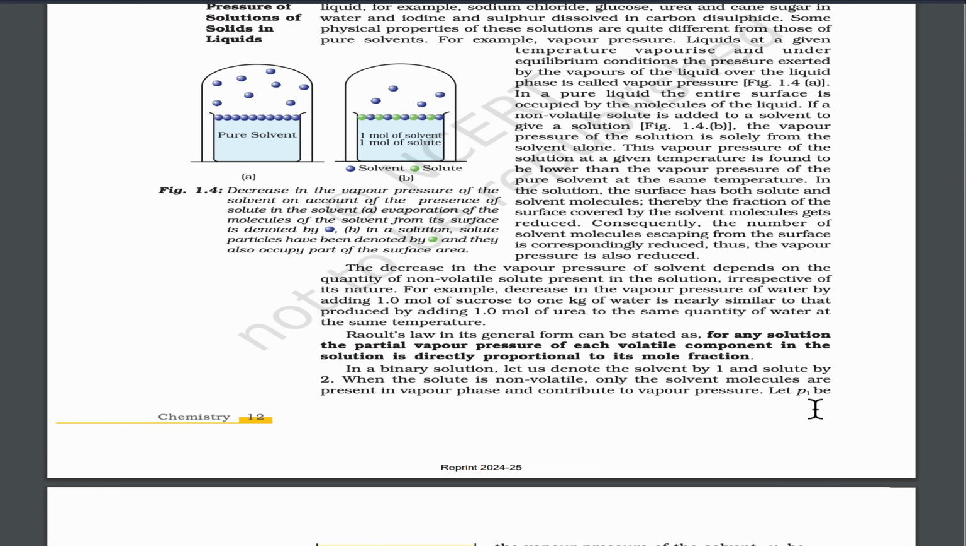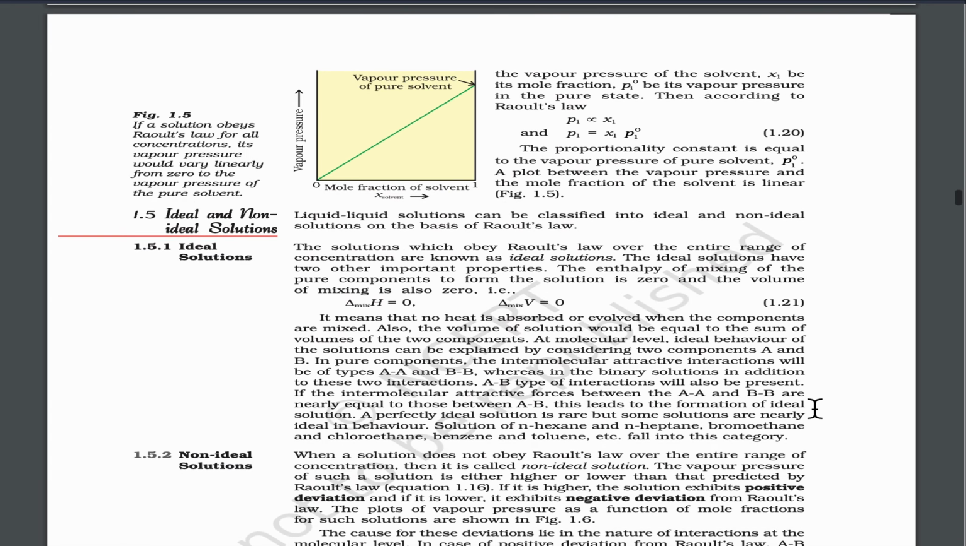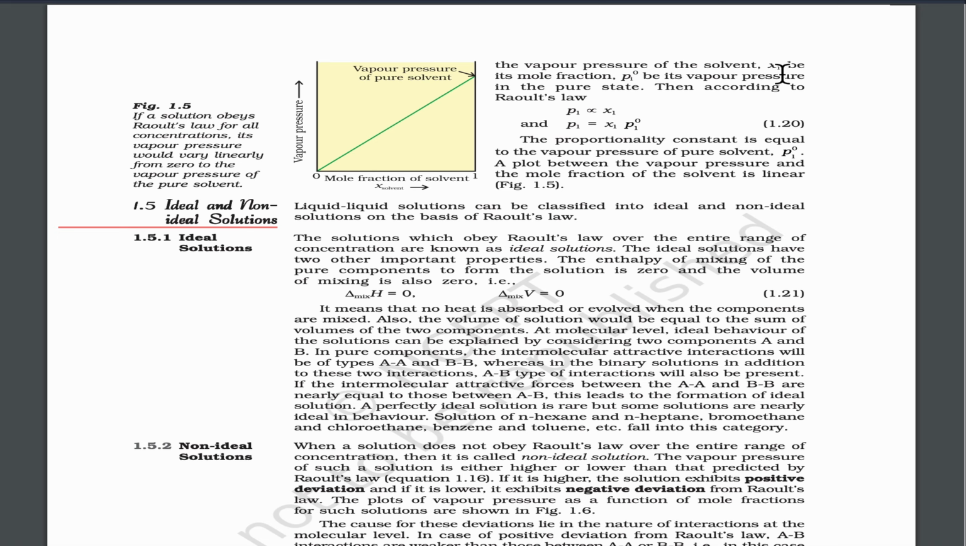Let P1 be the vapor pressure of the solvent, and solvent we took as 1, right? Then chi1 will be its mole fraction, and P1 naught its vapor pressure in the pure state. Then according to Raoult's law, P1 is directly proportional to chi1, and P1 = chi1 P1 naught. The proportionality constant is equal to the vapor pressure of the pure solvent, which is P1 naught. A plot between the vapor pressure and the mole fraction of the solvent is linear.